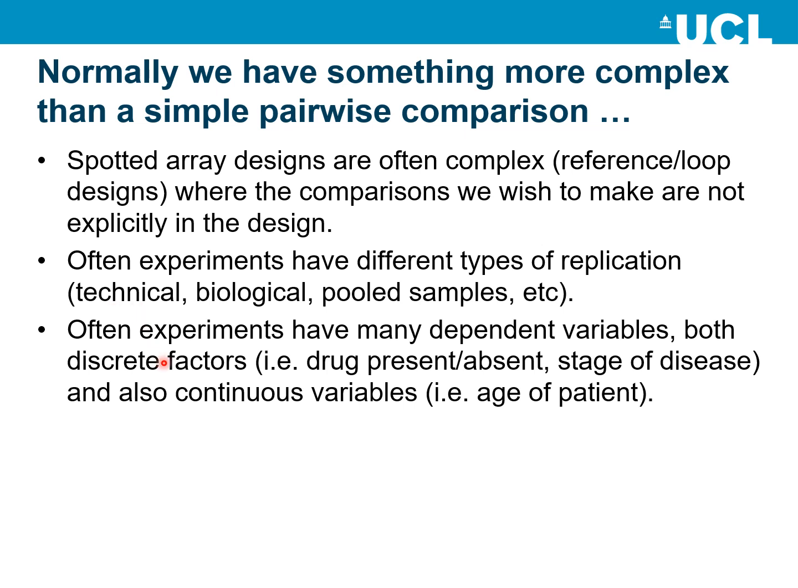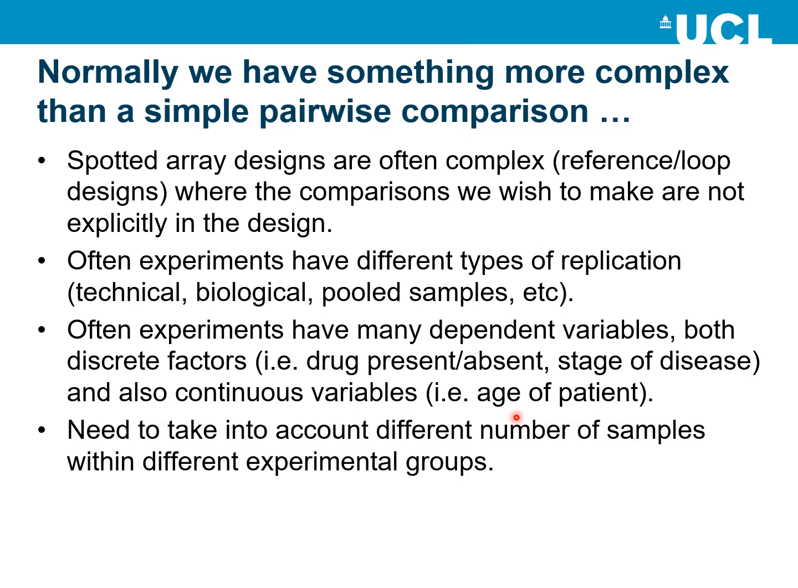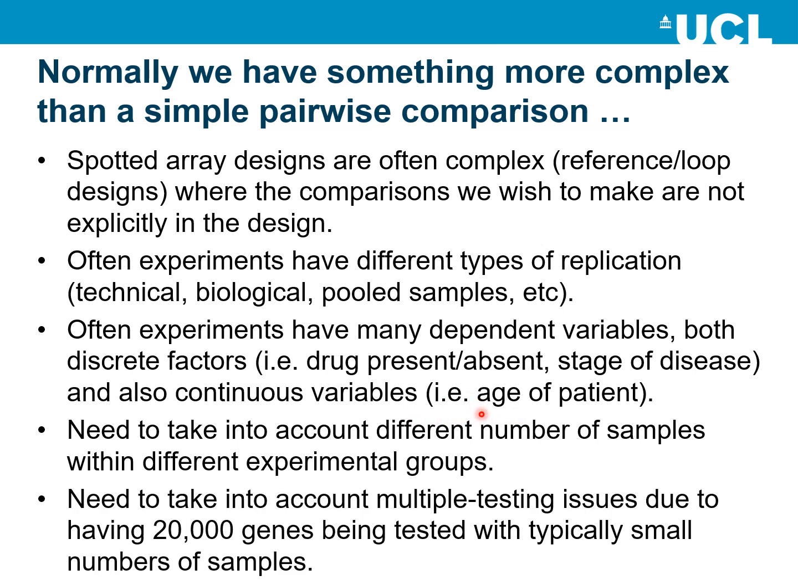And usually there are lots of other factors. There may be drug present, absent, stage of disease, male, female, and there may also be continuous variables, such as age of patient. So these are all complexities that need to be taken into account if you want to do differential gene detection. In this scenario, you've got confounding variables. And then we also have the multiple testing issues associated with 20,000 genes being tested and the small number of samples.